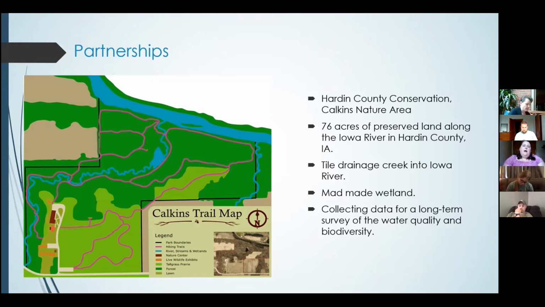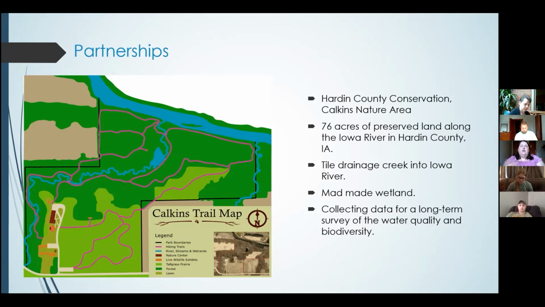River. Quite a few years ago, Hardin County took on an initiative to help improve the water quality of the Iowa River. And so they built a man-made wetland into the drainage creek on the property of Calkins Nature Area with the idea that this wetland would help filter out some of those impurities before that water actually entered the Iowa River. And so you can see the drainage creek running through Calkins Nature Area and entering the Iowa River, and this large portion right here is obviously that wetland that they built.